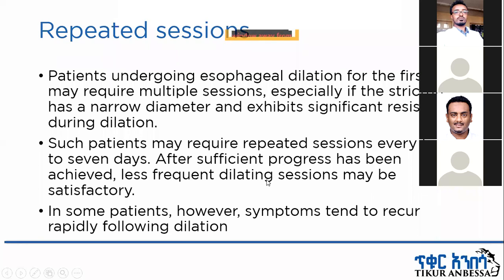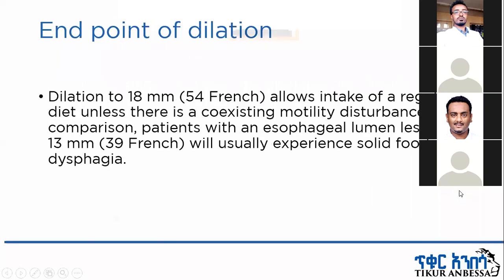As for sessions we have done here, Dr. Johannes has one patient whom he has done 12 to 14 times. We have one patient whom we have done 18 sessions. So patients require multiple sessions. These are patients on whom we do the procedure every 2 weeks, sometimes every week. And sometimes patients disappear from follow-up and come back with worsening of the stricture. So repeated sessions are indicated for the majority of patients.